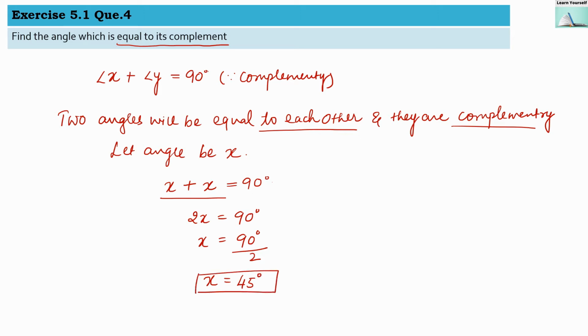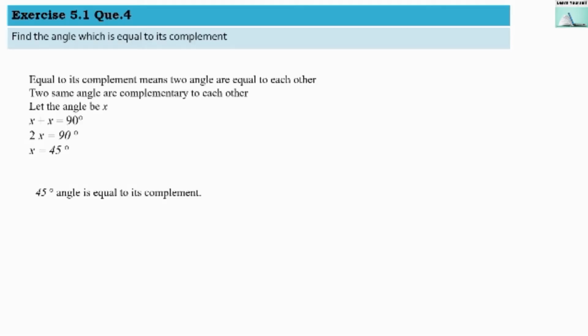When the angle is 45 degrees, it is equal to its other complementary angle. If you want the complementary angle to this 45 degrees, then the other angle will also be 45 degrees. That means the two angles are equal to each other and they are complementary.